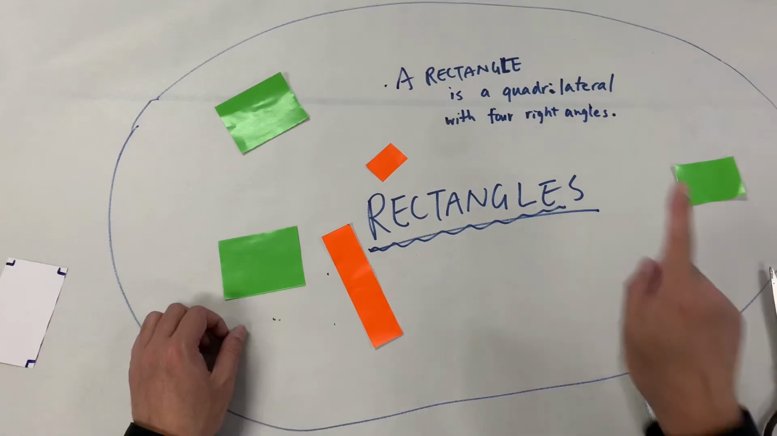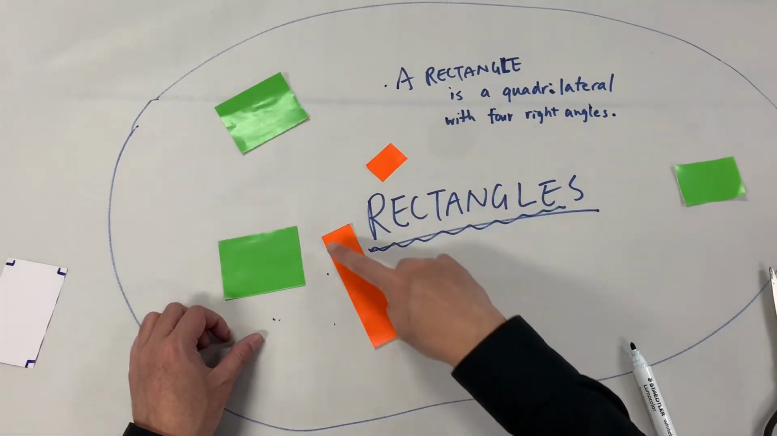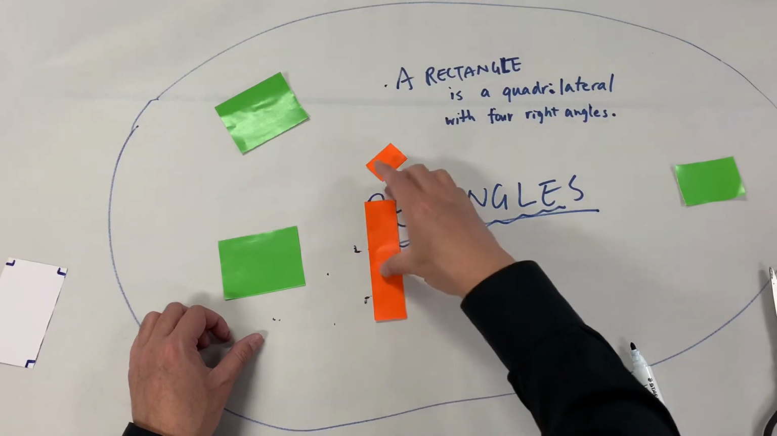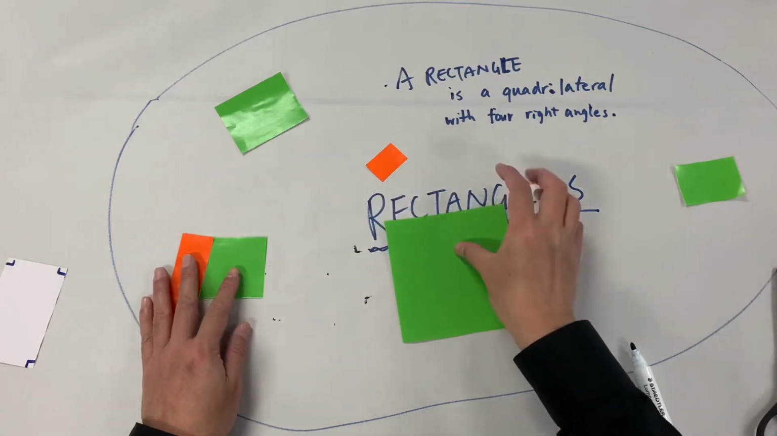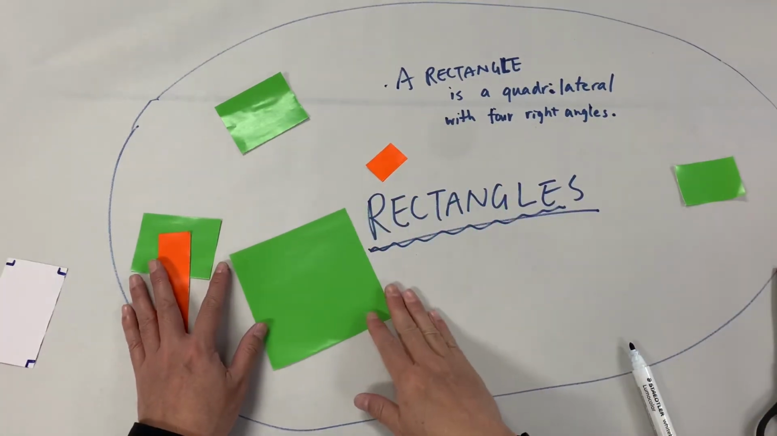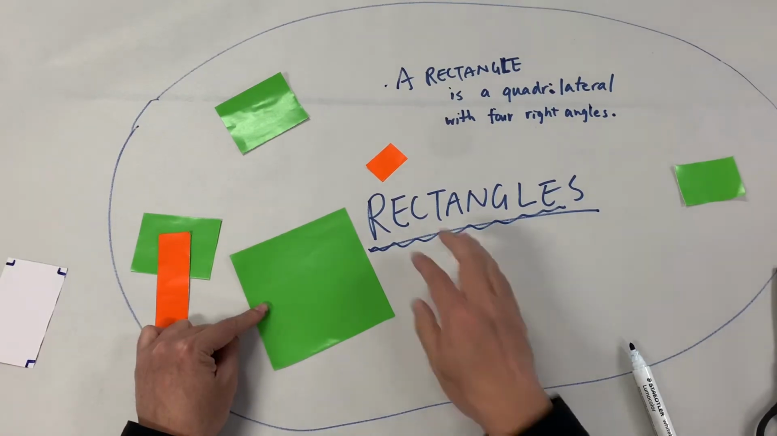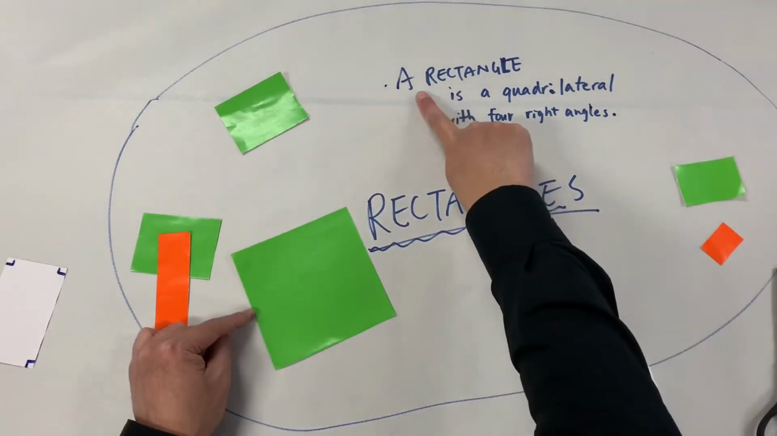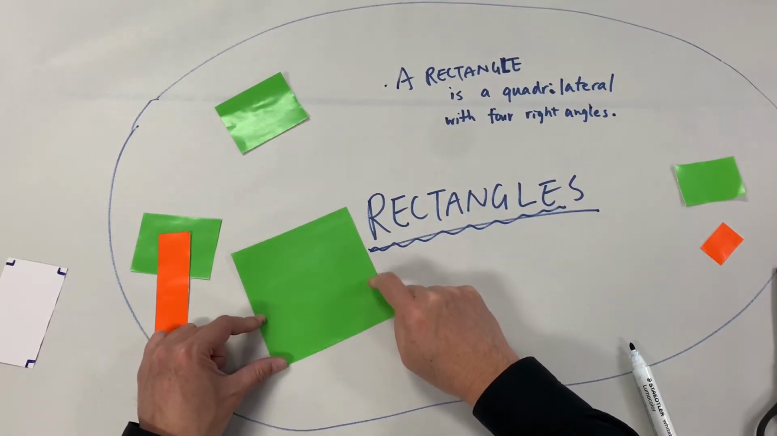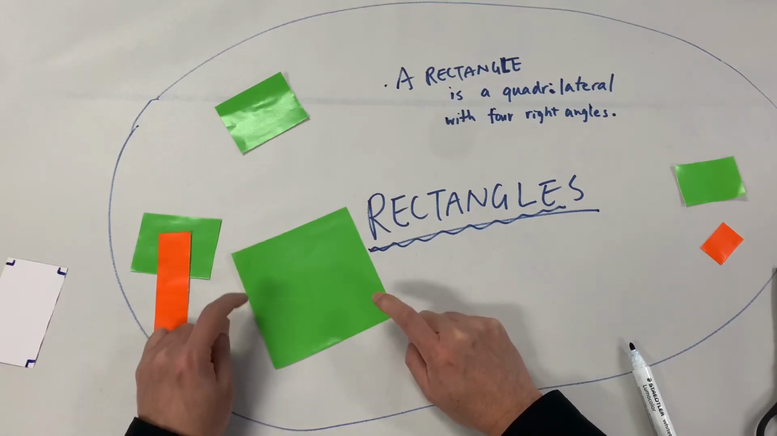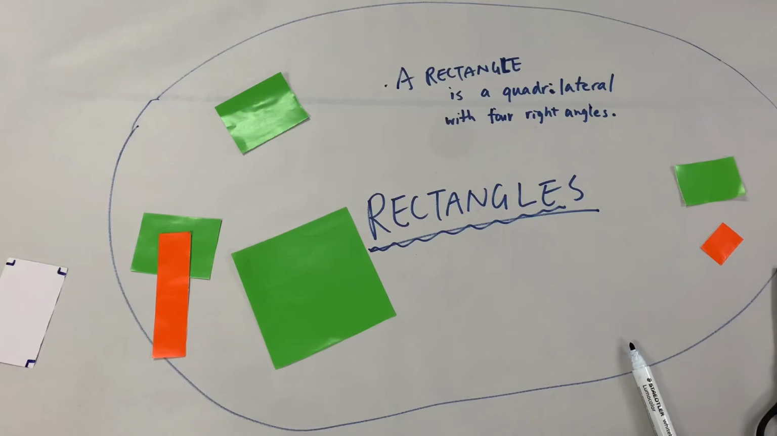So, if a rectangle has to have four right angles on each corner, what about this? This is a square. Is this a rectangle? A rectangle is a quadrilateral. Yes, this is a quadrilateral. Has four right angles. Is this a rectangle? What do you think? Let's quickly pause the video.